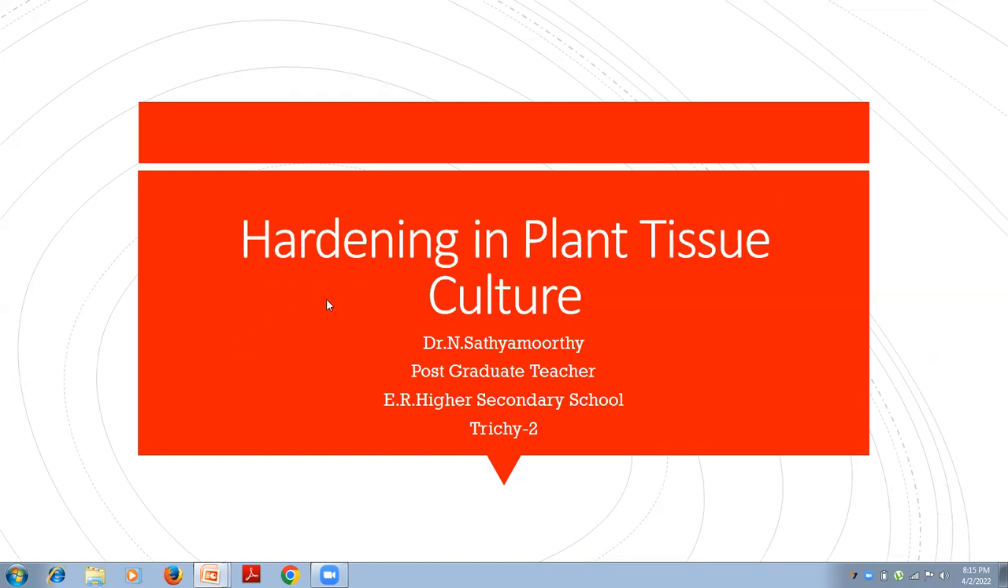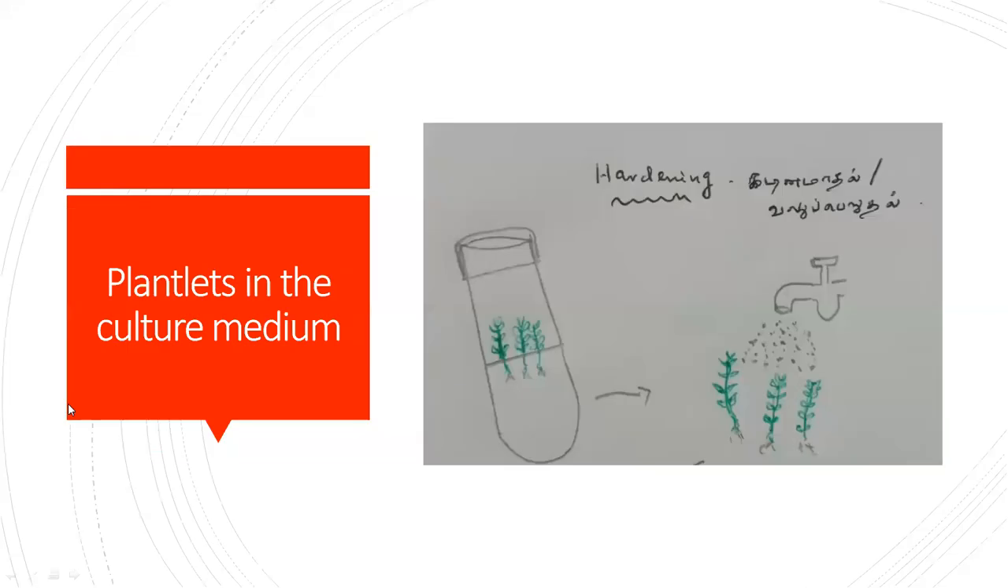Hardening is nothing but introducing the plantlets naturally into the environmental conditions. First, we take the plantlets from the culture medium. These are the plantlets, the end product of plant tissue culture, formed by the action of auxins and cytokinins from the callus tissue. Callus is an undifferentiated, unorganized mass of cells. From the callus, these plantlets are formed.